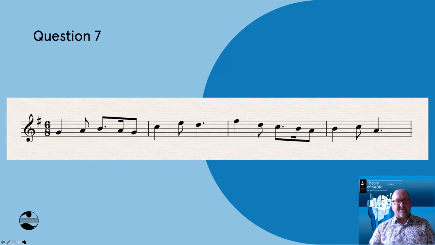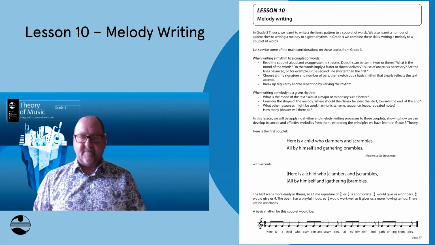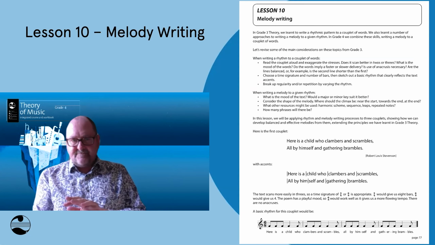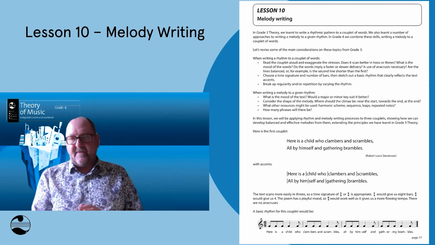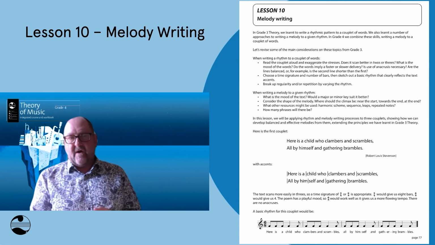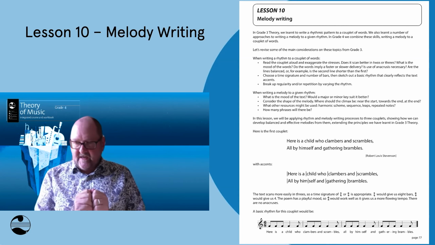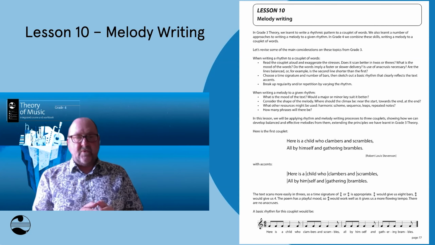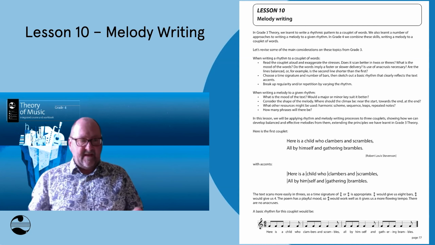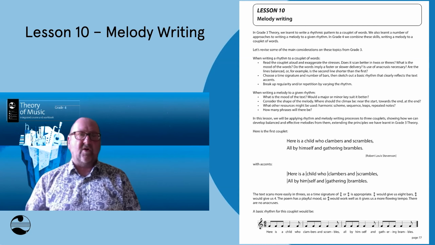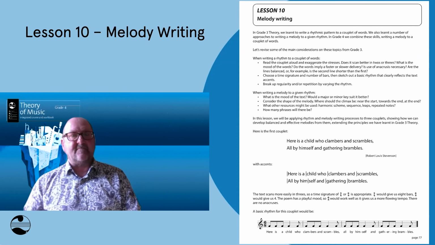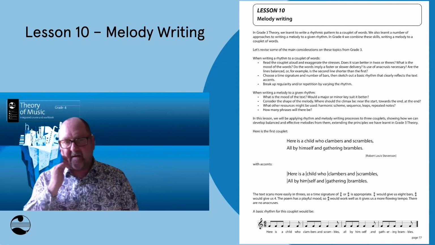Okay, so let me whiz you through melody writing in lesson 10. All right, so grade 4 level, you get a rhyming couplet, or just a normal couplet that doesn't rhyme, and you have to write a rhythm to that, which you then transform into a melody, and you have to put the phrasing in, and you have to put the text in underneath. So let me just quickly talk you through this. What we've got here is a little passage of text by Robert Louis Stevenson. Here is a child who clambers and scrambles all by himself and gathering brambles.